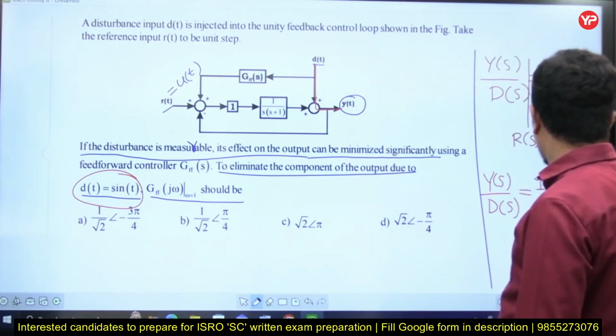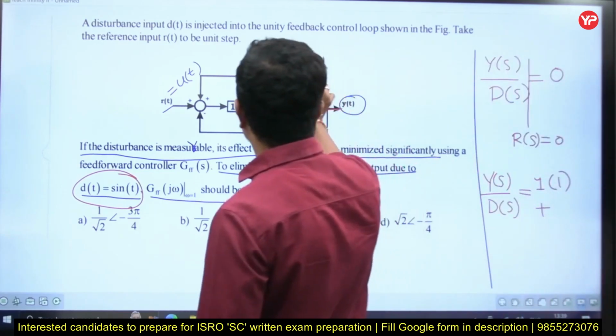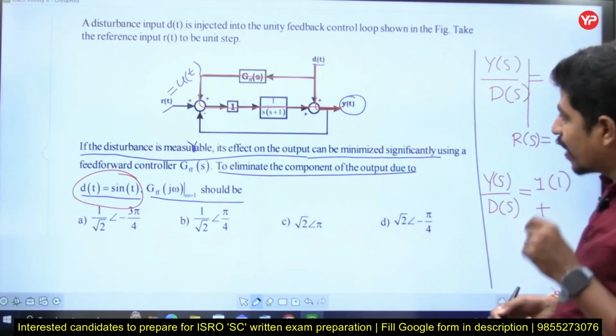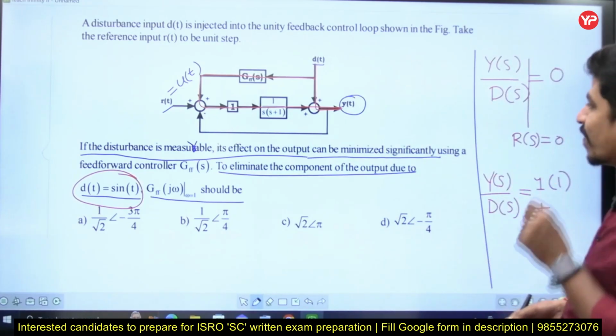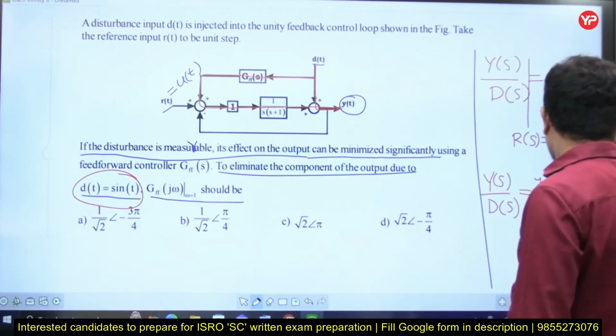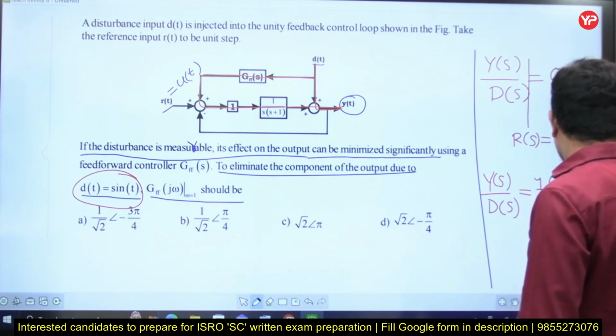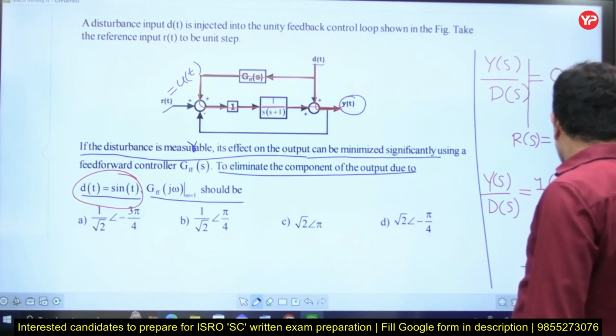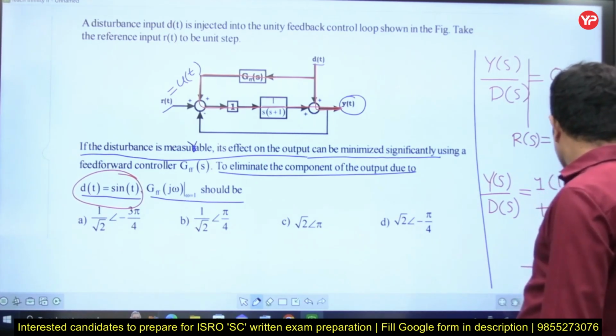Delta 1 is 1 plus. The second forward path is this one. What is that? GFF of S into 1 into S by S plus 1. So, GFF of S into 1 by S into S plus 1, by delta, must be equal to 0.